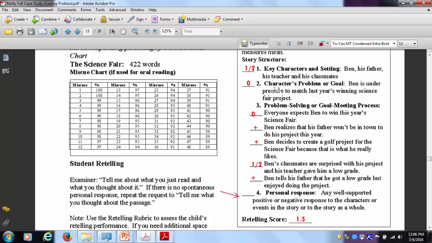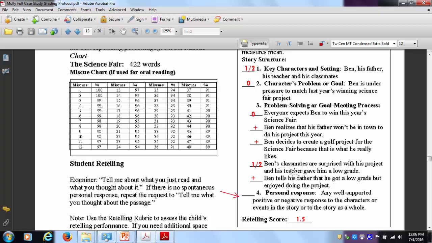And consequently, because there's no reference to the kids, it's the kids who put him under pressure. So again, everybody expects him. No reference to the kids. So the first time we see his retelling that matches here with the grid is his father's not going to be here. And he's going to go and do something he likes to do.